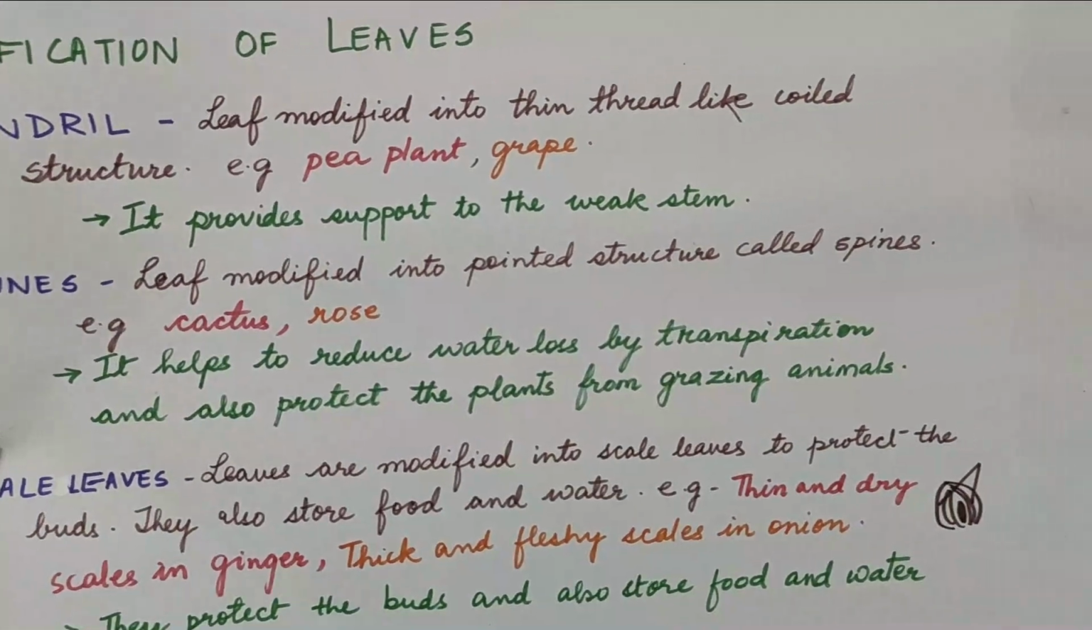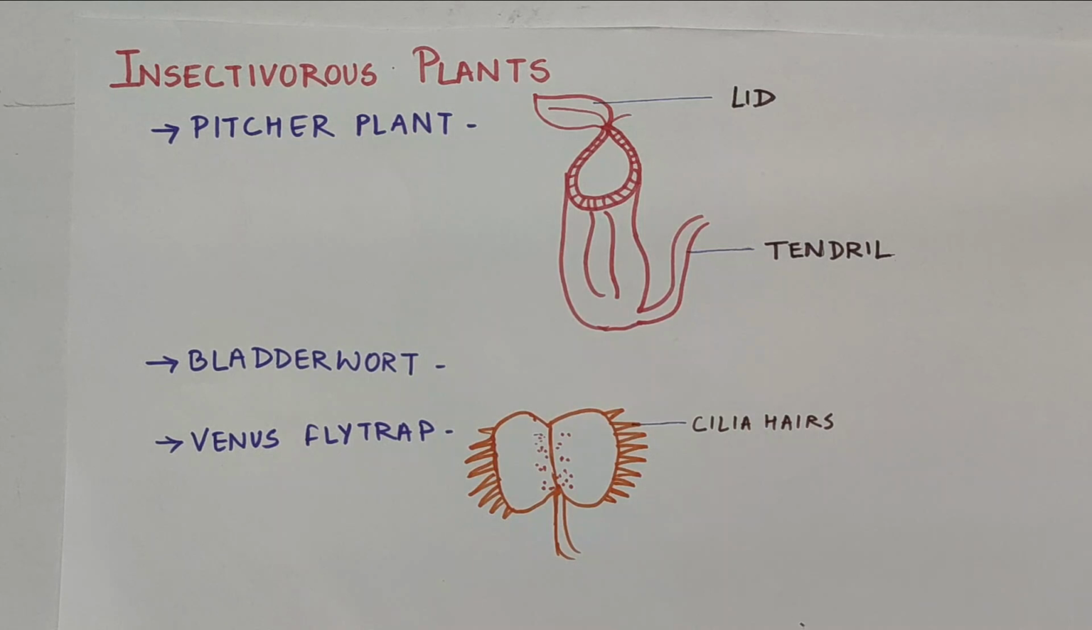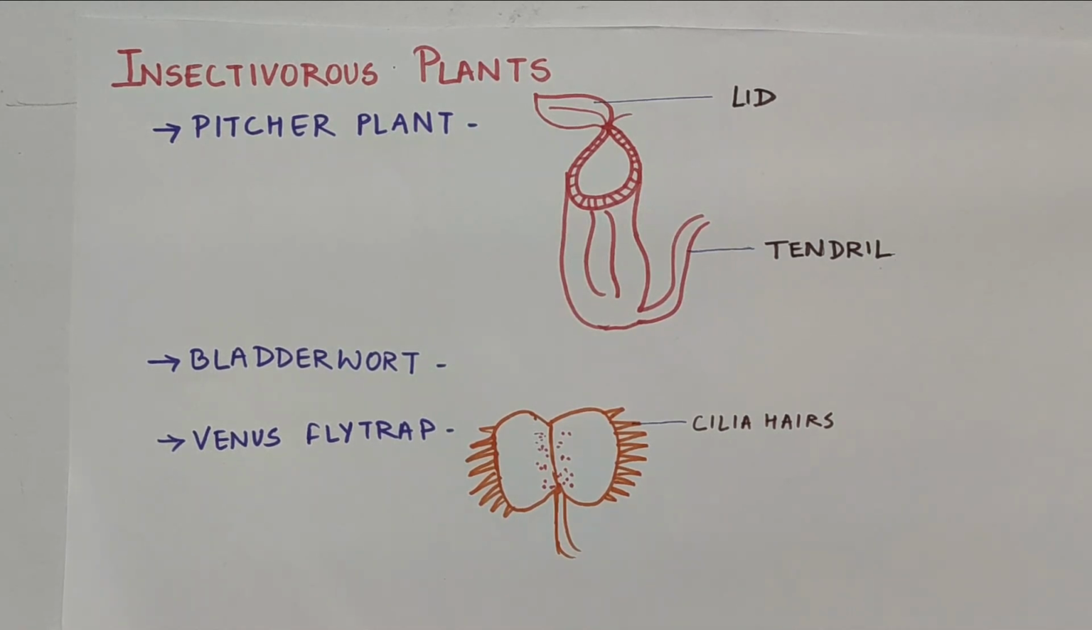Next we go to the part that is insectivorous plants. Now, as the name suggests, insectivorous, these are the plants which eat up the insects. So they are insectivorous or the carnivorous plants.